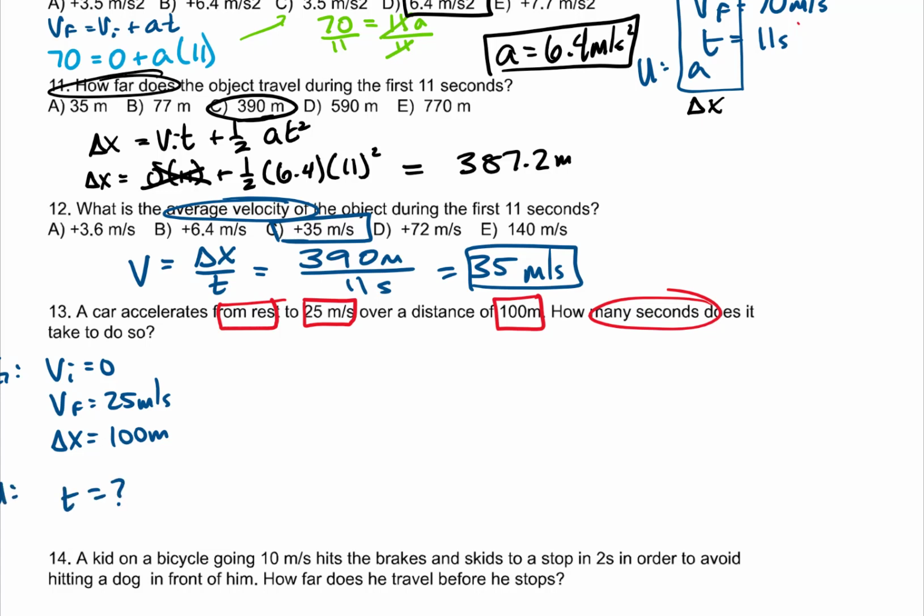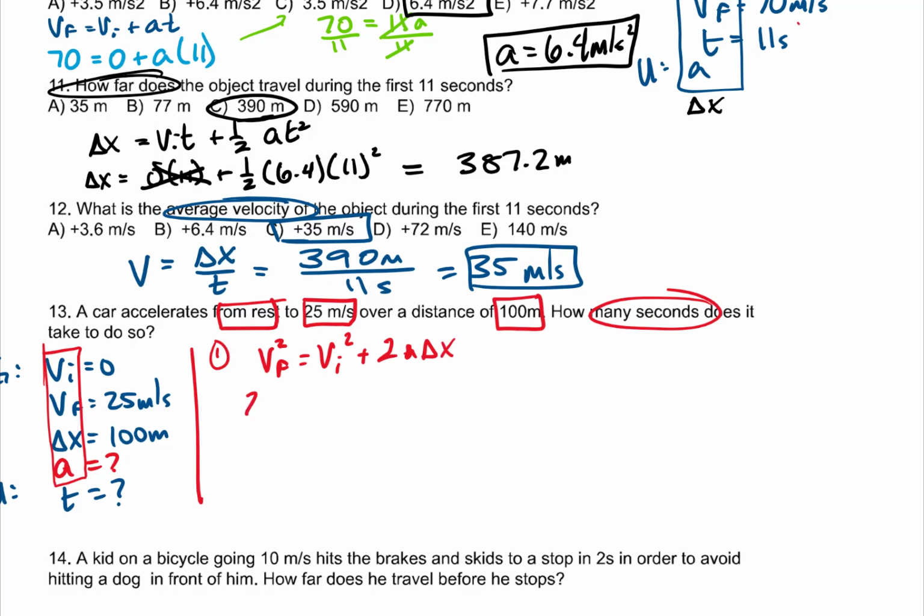We have a big problem here. That big problem is we don't know what the acceleration is. So step 1 is to find the acceleration. I want the equation that has initial velocity, final velocity, displacement, and acceleration in it. So final velocity squared is equal to initial velocity squared plus 2a delta x.